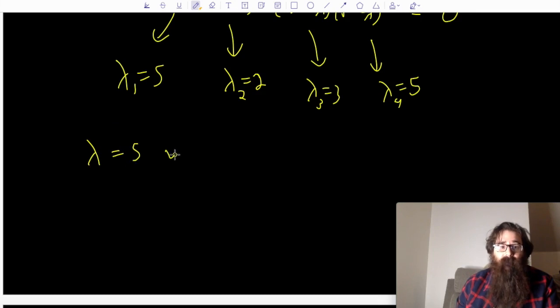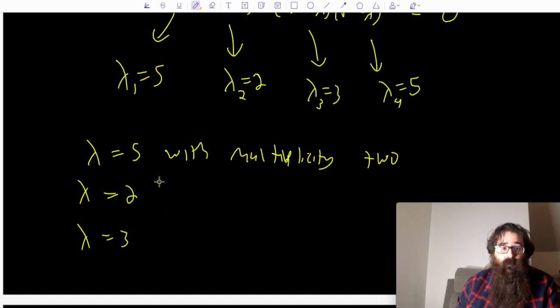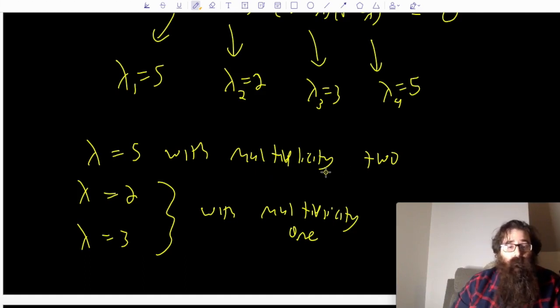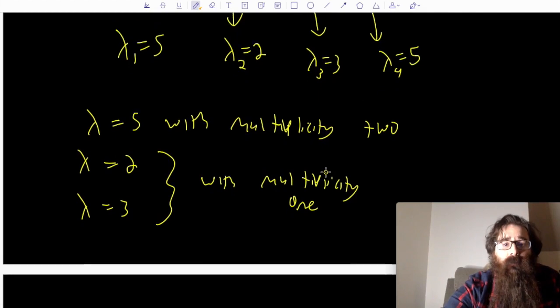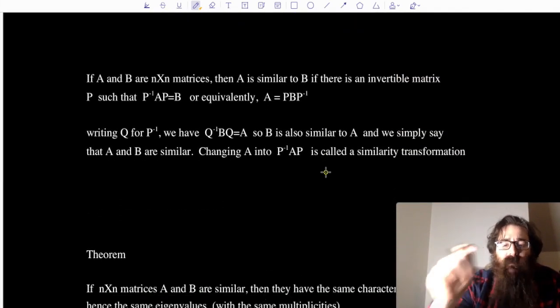You could say lambda equals 5 with multiplicity 2. Then we have lambda equals 2 and lambda equals 3, and these are both with multiplicity 1, that they only appear once, but that lambda equals 5 actually shows up twice over. So this is just another way you could list it. That's it. We're going to start using this information next time.